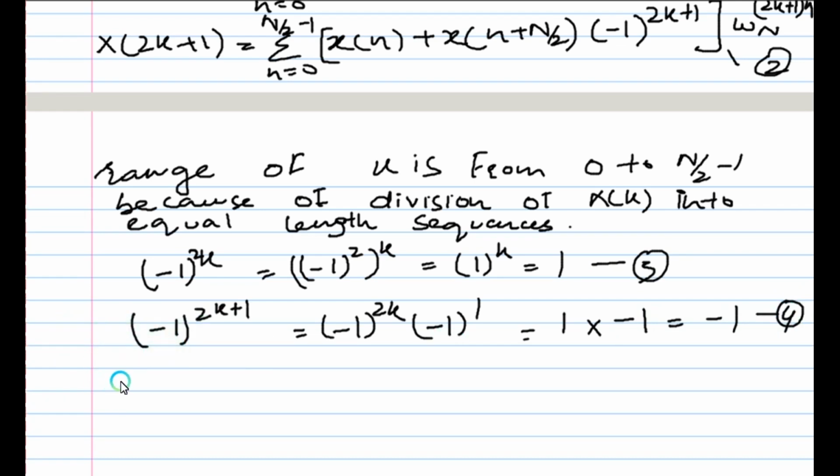Then we have W_N 2kn. So W_N is equal to e raised to power minus j 2 pi by N. So I will multiply it by 2kn.